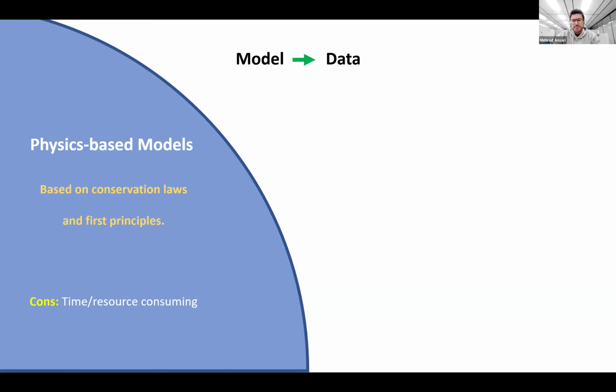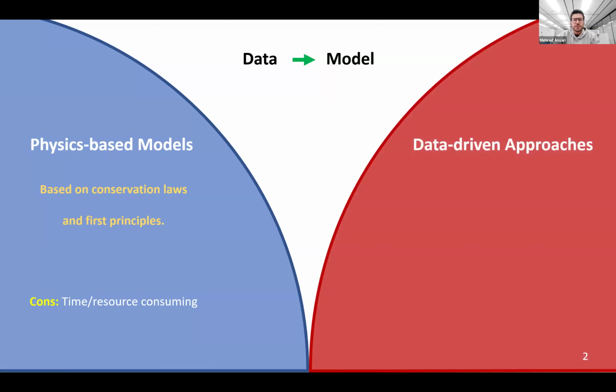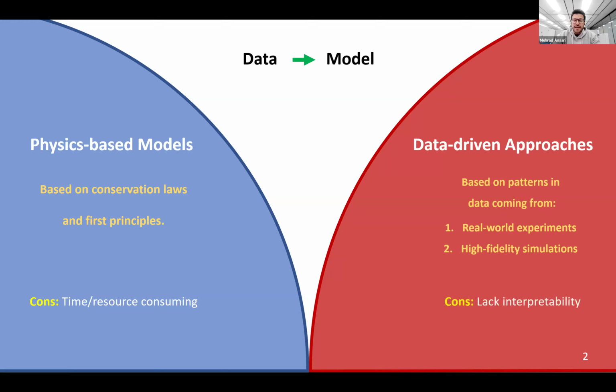Now, what if I told you we're actually interested in the inverse format of the problem? That is, given the data, can you give me the best fitting model? This is the main idea behind data-driven approaches, which act as a surrogate to the physics-based model. They basically work based on identifying patterns in the data, and that data comes from real-world experiments or high-fidelity simulations. Despite the advantage of running at low compute cost, they lack interpretability and intuition for the underlying physics.